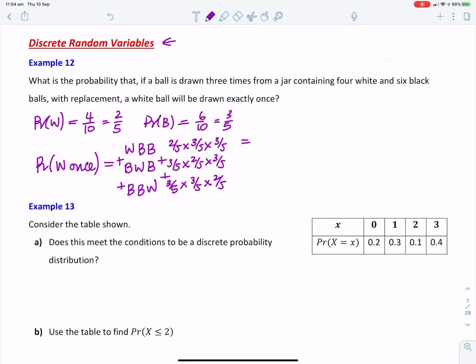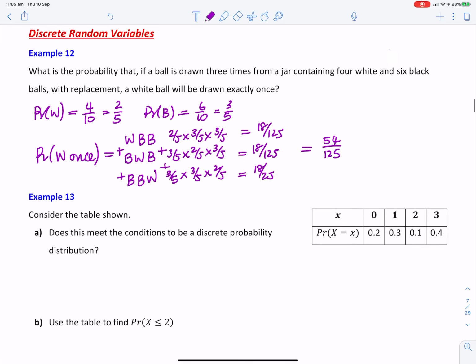This is an example of a binomial distribution, which is what we're going to be going through in the next topic. If we multiply the top, we get 2 times 3, which is 6, times 3, which is 18, on 125, and then 18 on 125, and then 18 on 125. When we add them all together, we get 54 on 125. So that's our probability of getting exactly one white ball.